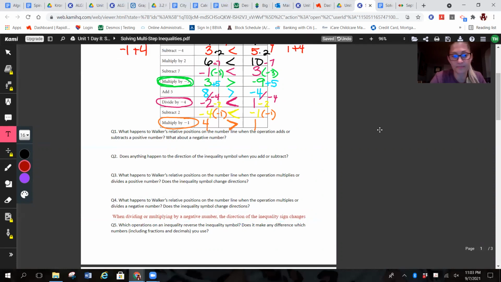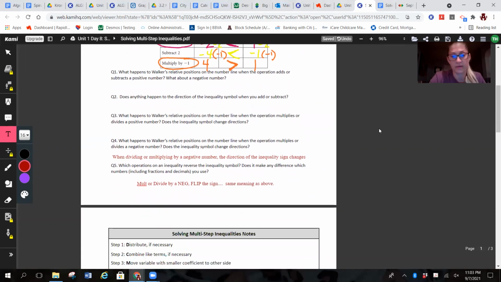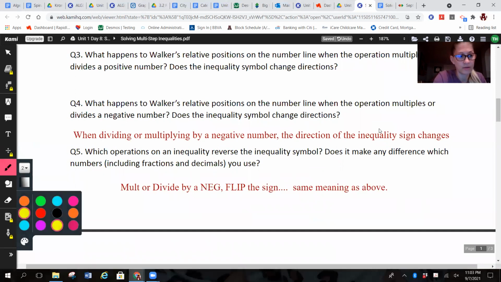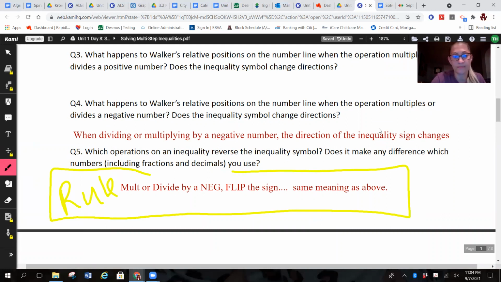There we go. Spelled it right. You could also say when you multiply or divide by a negative, you flip the sign. That's the same meaning as above. Okay, so here is our rule. This is our rule that we'll go by based on our investigation.